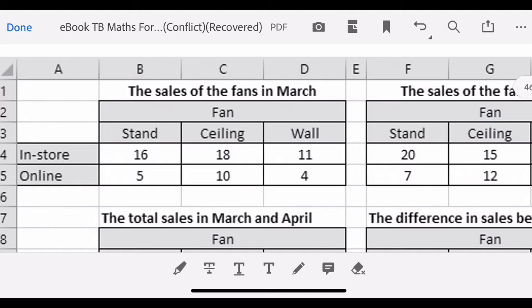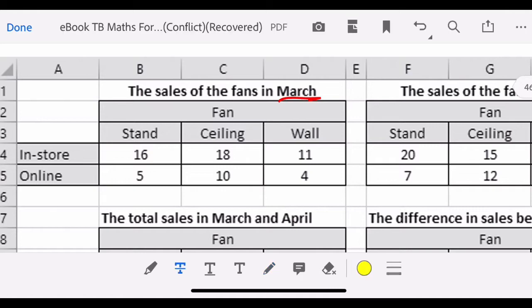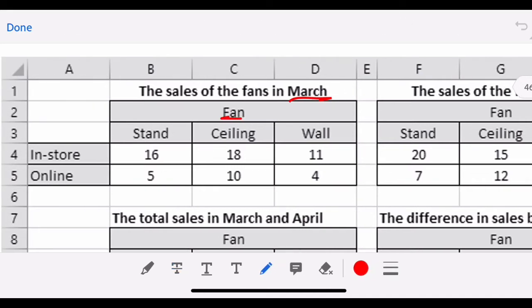Now you see the sales of the fan. Let's see. This is for March, right? This is for March. Let me highlight to you. Oh, that's so thick, huh? Let me reduce the thickness. Okay, for March we have the fan. How many types do we have? We have stand fan, ceiling fan, and wall fan. There are 3 types. In store and online. We have 2 types of purchase, either in store or online.